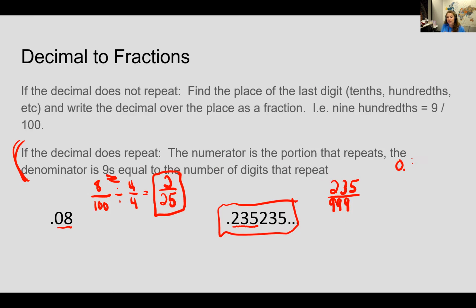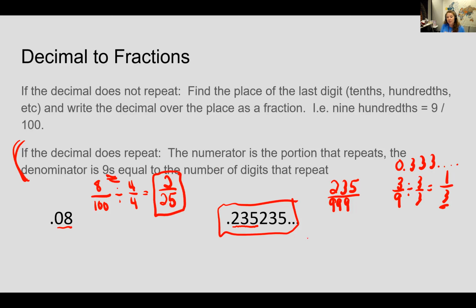What if I have 0.33333? Well, how many numbers are repeating? One number is repeating, so I'm going to place it over one 9. Now I can simplify 3 over 9 by dividing them both by 3, and we get 1/3. So 0.333 repeating is the same as 1/3, and we started off the first slide with that fraction and we turned it into a decimal.